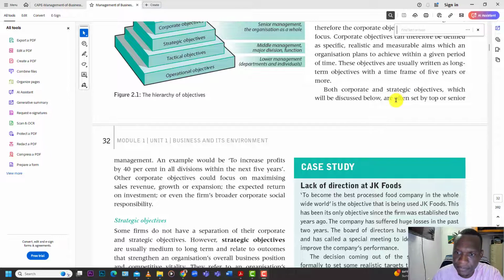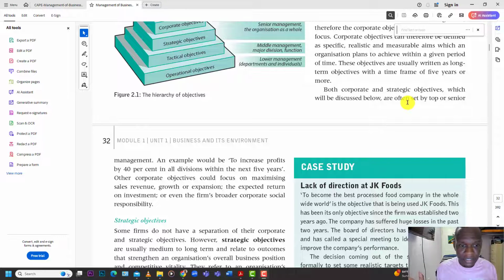Please note this right here, that corporate and strategic objectives are often set by the top or senior management, the top dogs, the CEOs and them, right? They set these kind of objectives. So an example would be to increase profits by 40% in all divisions within the next 5 years. That's an example right there of one of those corporate objectives. To increase profits by 40% in all divisions within the next 5 years.